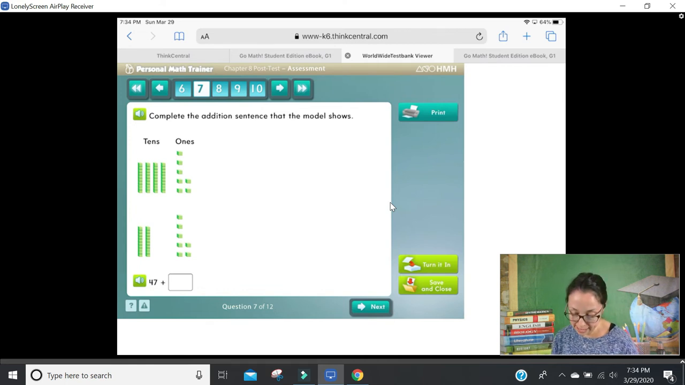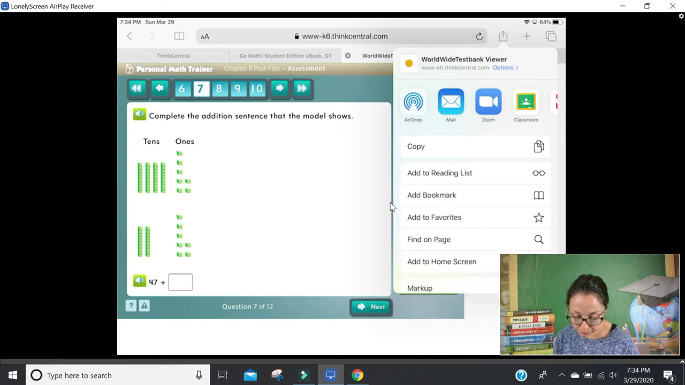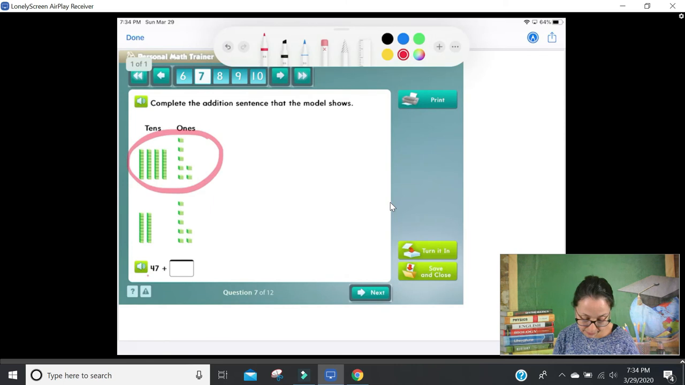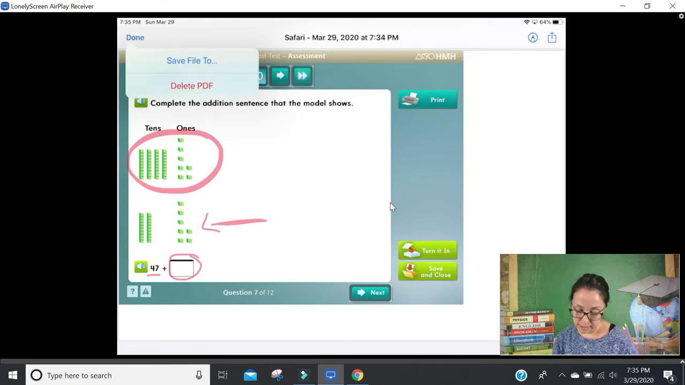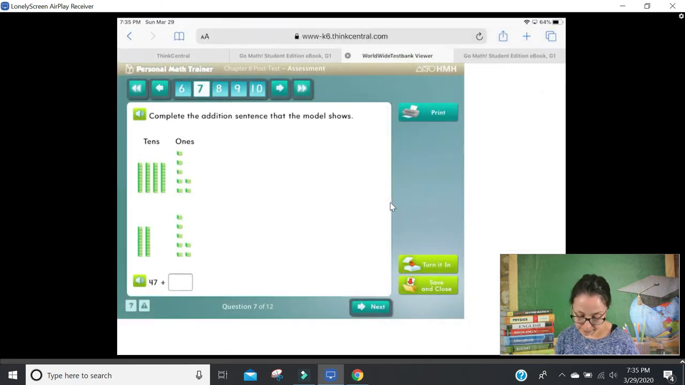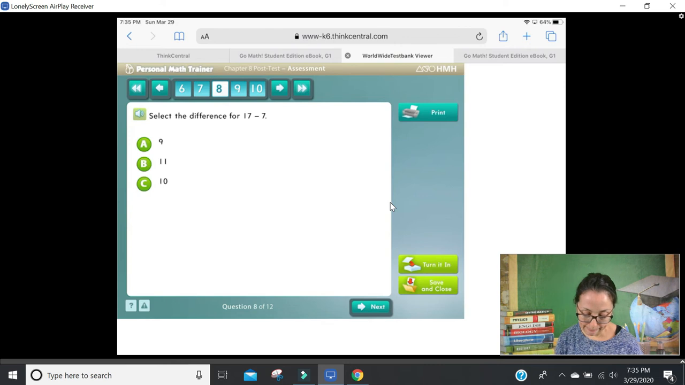So I already have the first number on the top here. I already know that's 47 because it gives me that on the bottom there. So all I have to do is figure out what that number is and put it in this box. Ya yo sé el número de arriba es 47, so tengo que averiguar el número de abajo y ponerlo en la cajita. And when you're done with that, you hit next. Here's number 8.